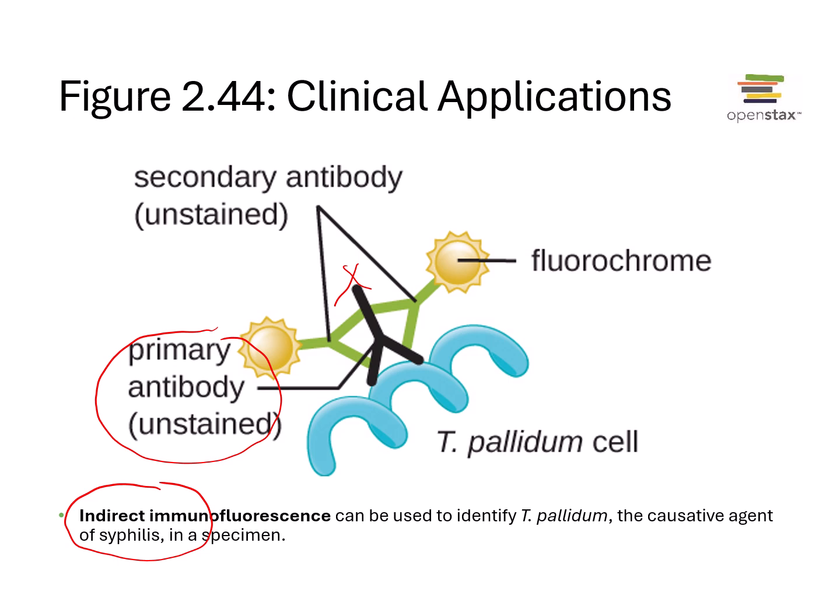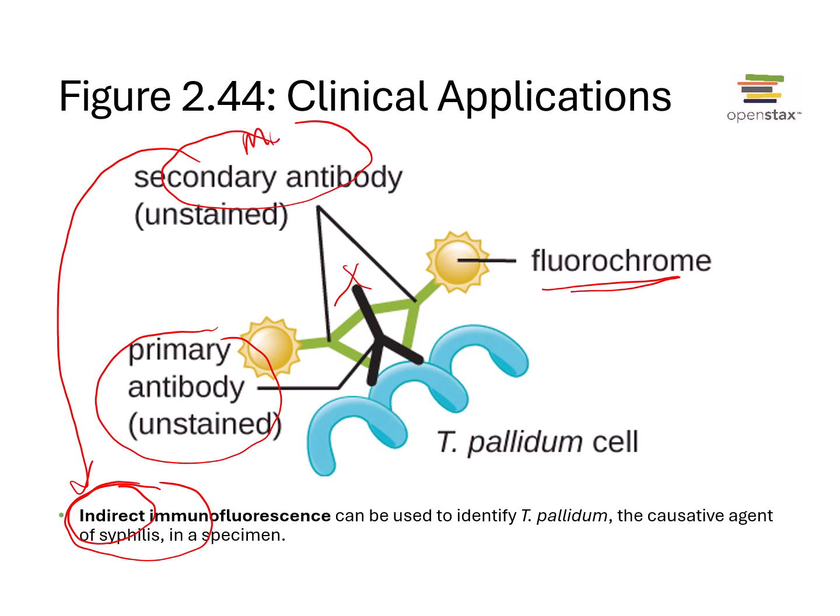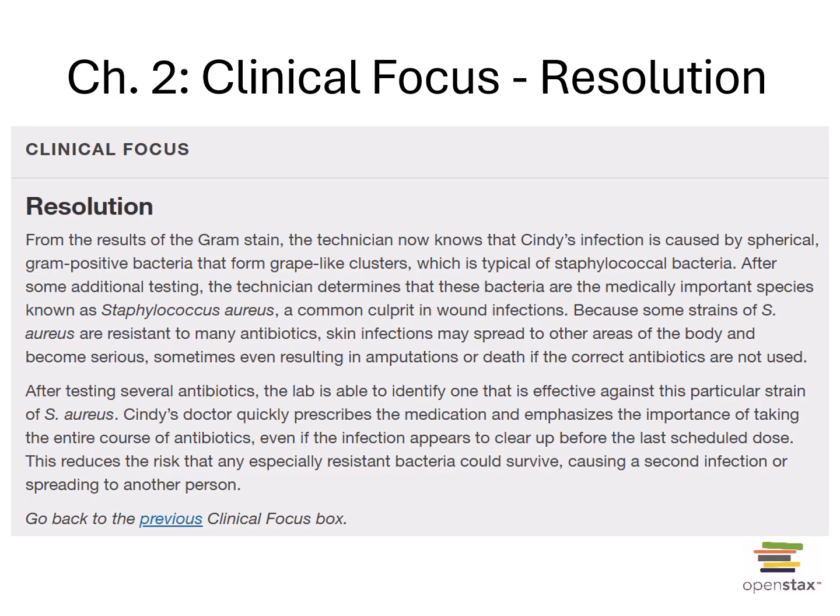So if you just have that step, you wouldn't see anything under the fluorescent microscope. But the secondary antibody has the fluorochrome attached. So if the secondary antibody is bound to the primary antibody, then you'll get a signal. And remember that the signal is amplified when you have indirect immunofluorescence. The reason for this is because multiple secondary antibodies can bind to each primary antibody, and that will amplify the fluorescent signal.